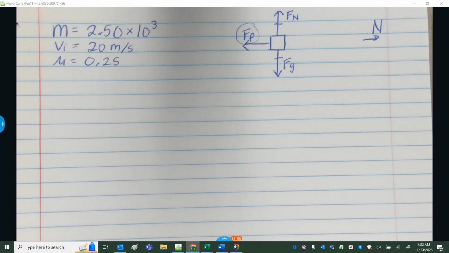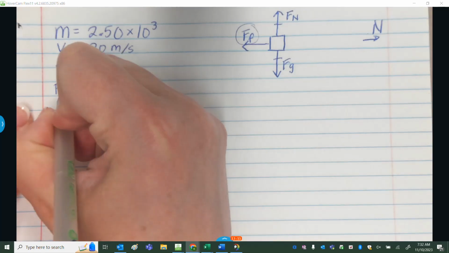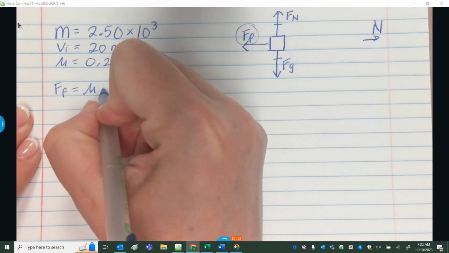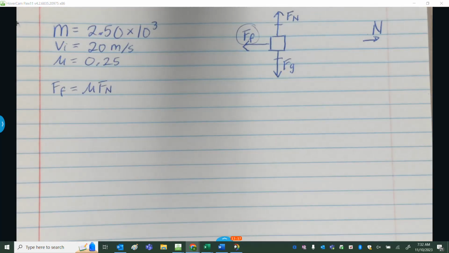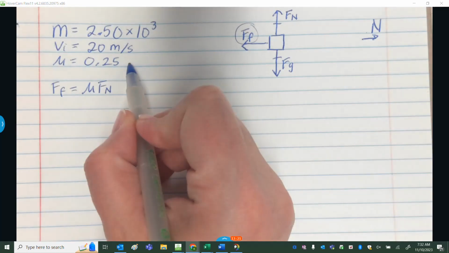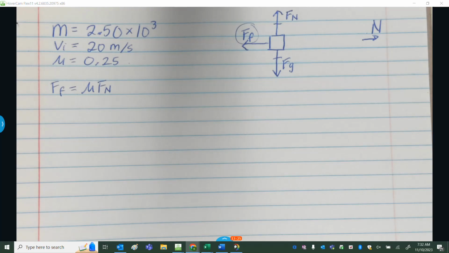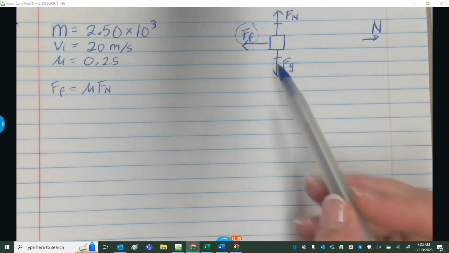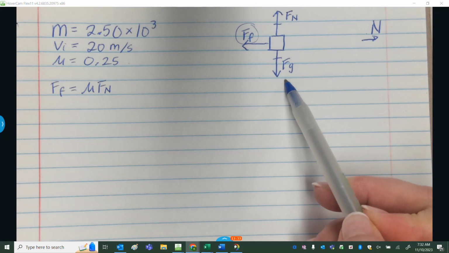Okay, and again, force of friction we have an equation for. Force of friction is equal to my coefficient of friction times my normal force, or mu times Fn. I have mu, it's right here. They gave it to me in the question, 0.25. But normal force, I don't have a value given to me for that. However, based on the diagram I drew, I know that the normal force is equal and opposite to Fg.